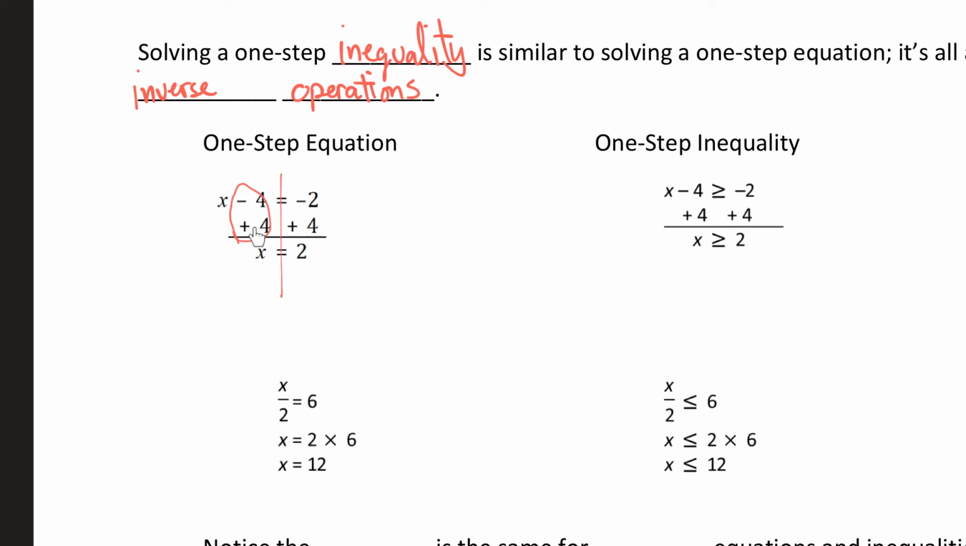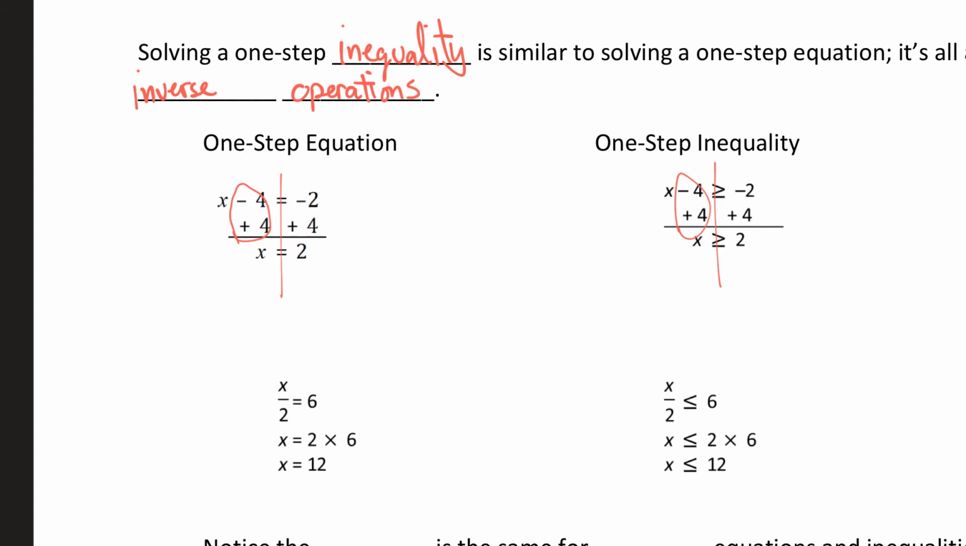And there's my solution, 2. That is to say, 2 is the only number that will work. 2 minus 4 is -2. See? So in this one, I'm still adding 4 to both sides. Again, the inverse operations are playing here. And instead of x is equal to 2, I have x is greater than or equal to 2 for my solution. So they work exactly the same way.